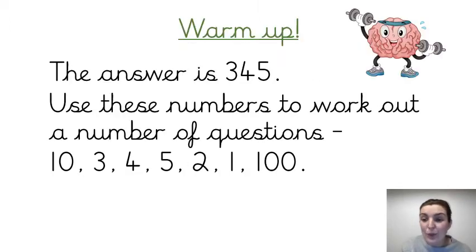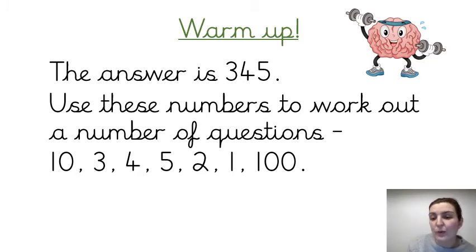So to get our brains warmed up, we are going to have a look at a little question, so you'll need your purple book for this. So we've done questions like this for our morning task before, but I really want you to think about this and how you could do it. So if the answer is 345, so you can see that at the top, use the numbers below to get the answer 345. I will give you an example to start you off. So this is the example that I have done using these numbers, so 10, 3, 4, 5, 2, 1 and 100.